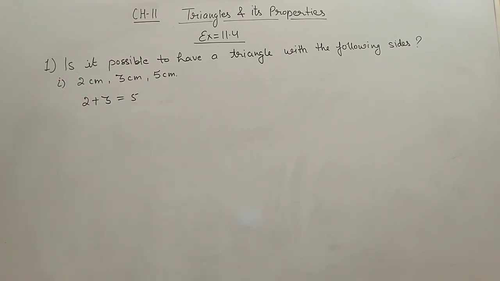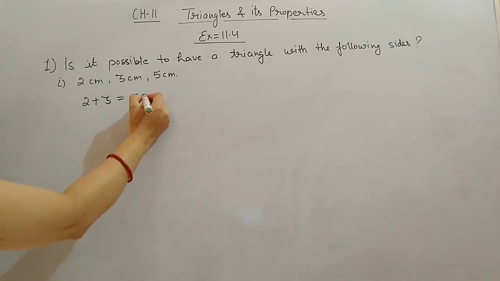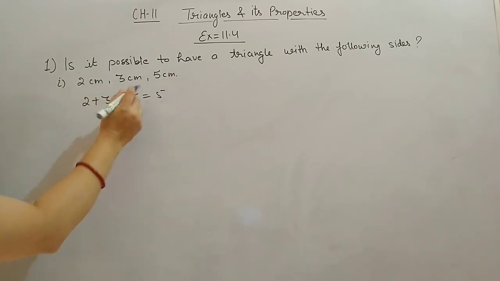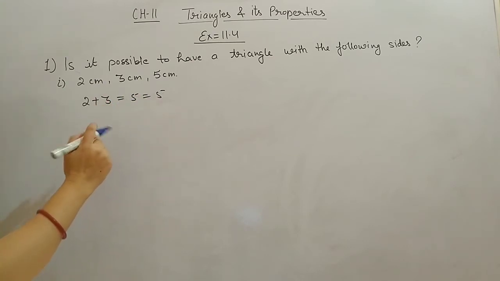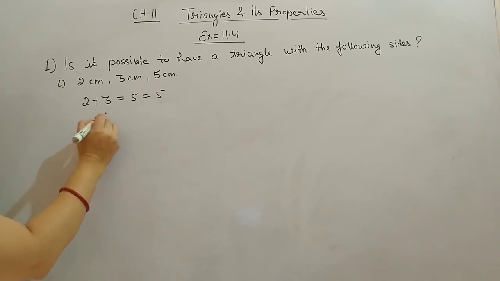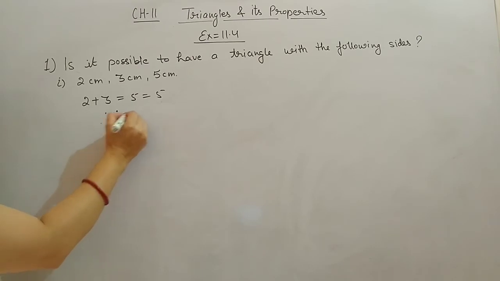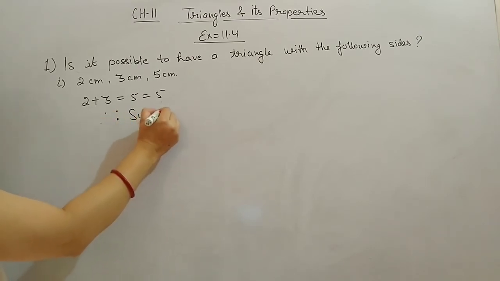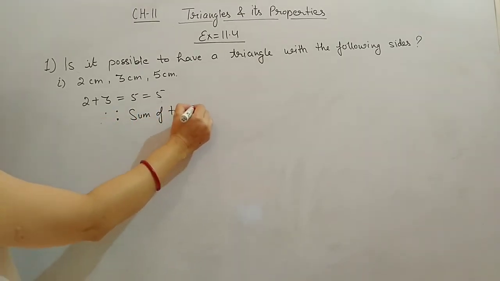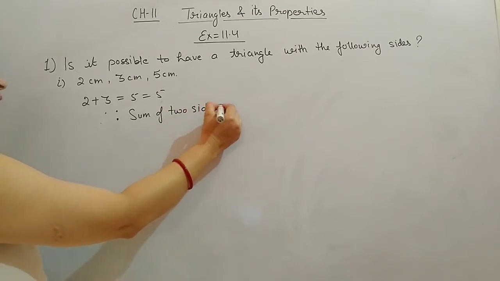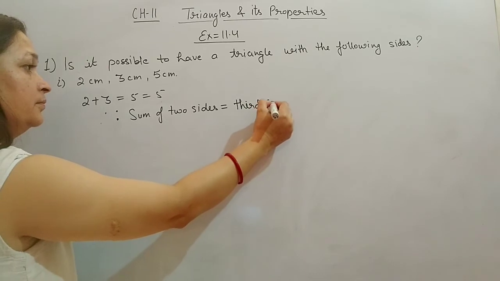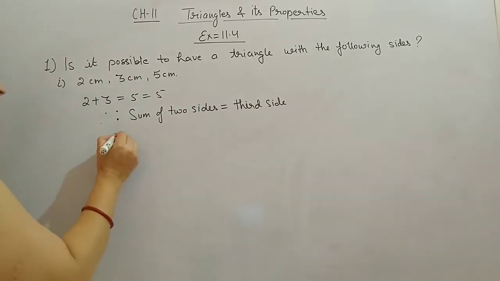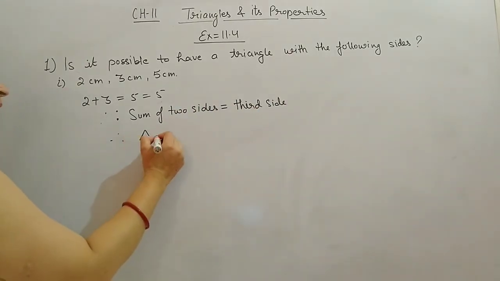So 5 is equal to 5. It should come greater than the third side, but here it is coming equal. Therefore you write: because the sum of two sides is equal to the third side, therefore the triangle is not possible.